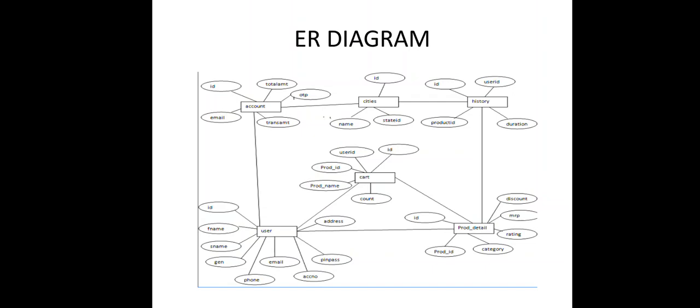User: ID, F name, S name, gen, phone, email ID, account number, PIN number, address. Product details: ID, product ID, category, rating, MRP, and discount.